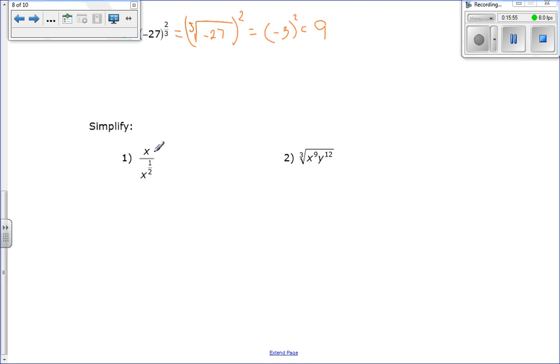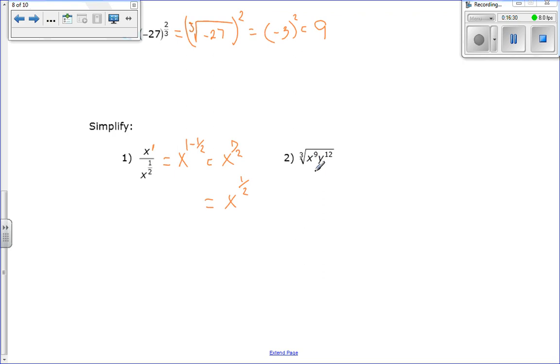We're going to go back and practice some of our simplifying. So this time we have fractional exponents. Remember, if there is no exponent, the exponent is actually 1. And when I divide, I subtract exponents. So I will have x to the 1 minus 1/2. So I have x to the 1/2 power.